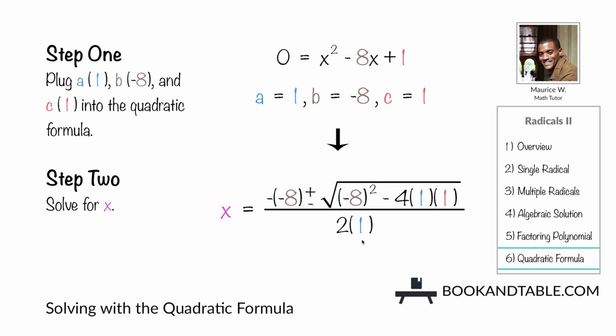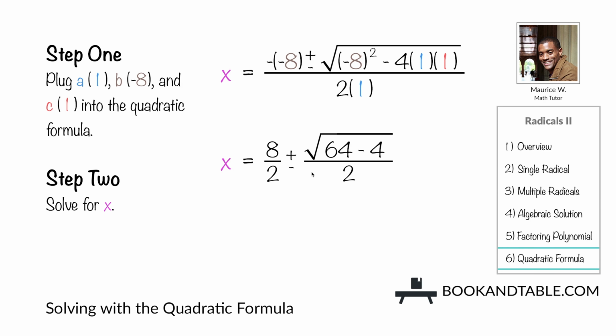So for step 1, you plug a, b, and c into the quadratic formula, and then step 2, you solve for x. So you evaluate this expression. So here we have -1 times -8, which is +8, over 2 times 1, which is 2, plus or minus the square root of b squared, which is -8 squared, which is 64, minus 4 times 1 times 1, which is 4. 64 minus 4 is 60. We can simplify this further. Radical 60 is equal to radical 4 times radical 15.